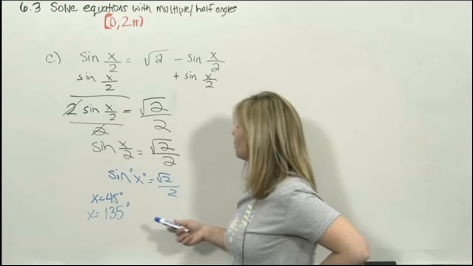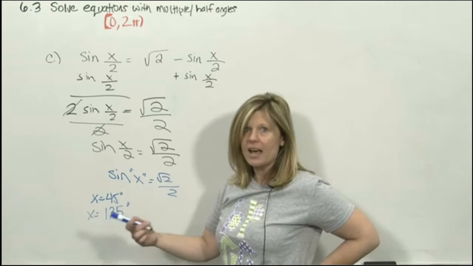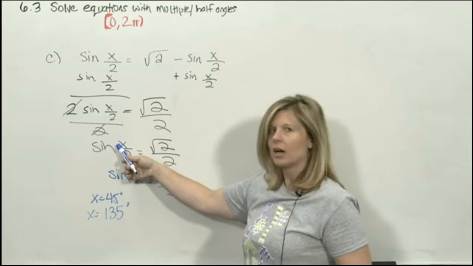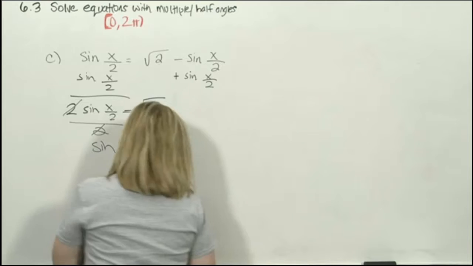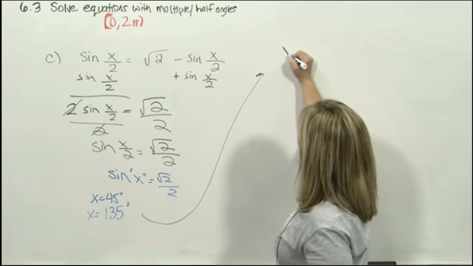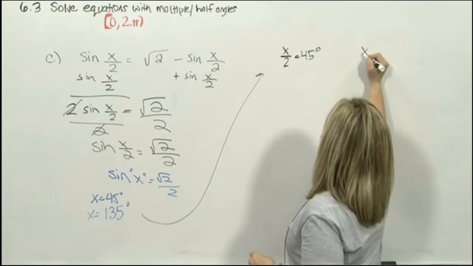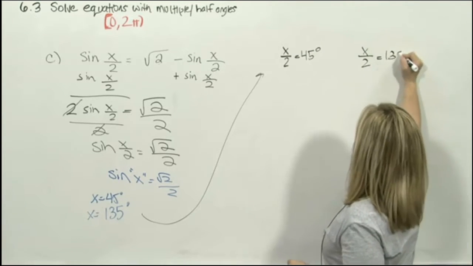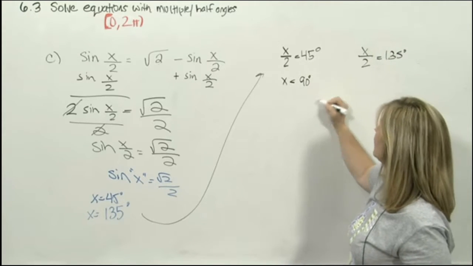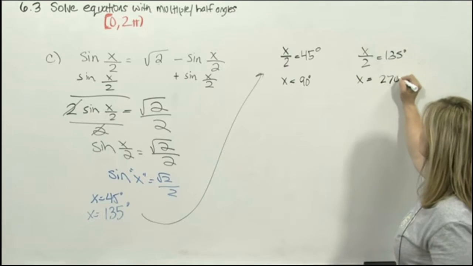But here's our problem. Our angle wasn't just an x. Our angle was a half angle. So we're going to set these angles equal to the angle x over 2. We're going to go over here and say, okay, our angle is really x over 2. So x over 2 has to equal 45 degrees. X over 2 has to equal 135 degrees. We'll multiply. X is 90. We'll multiply. X is 270.